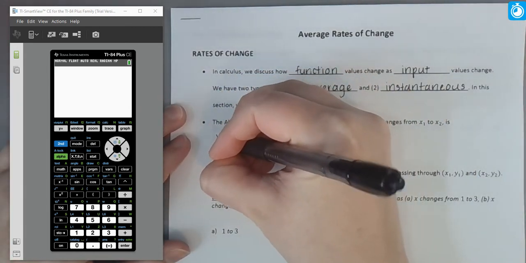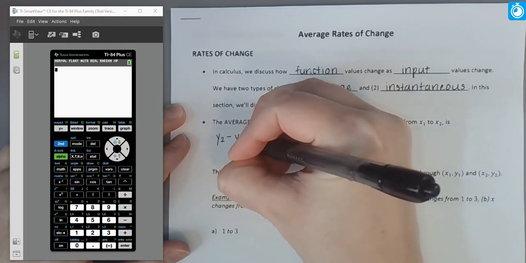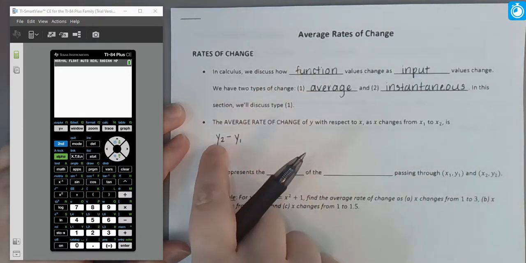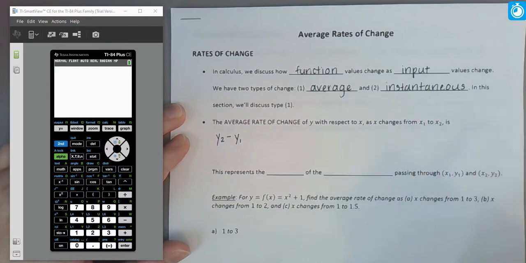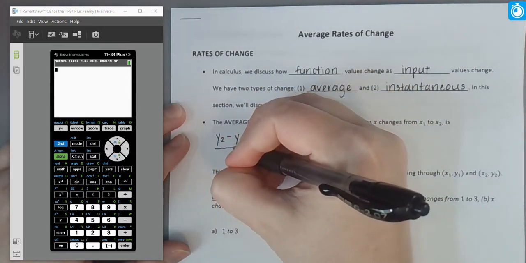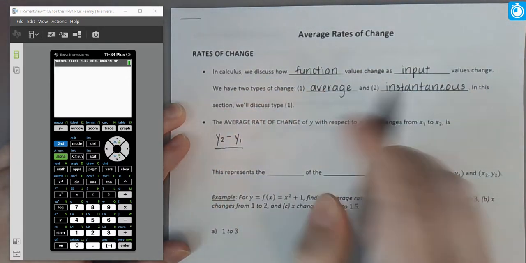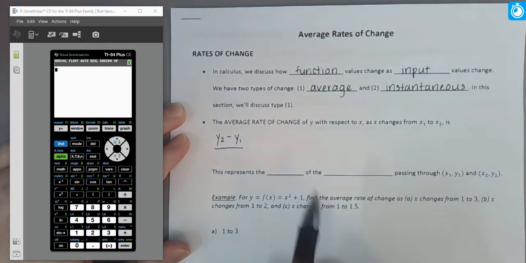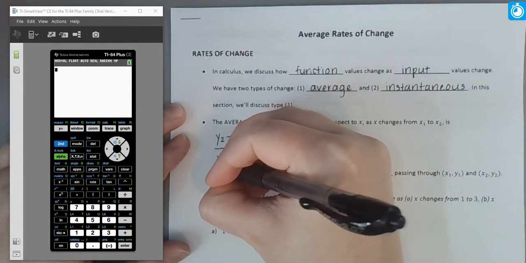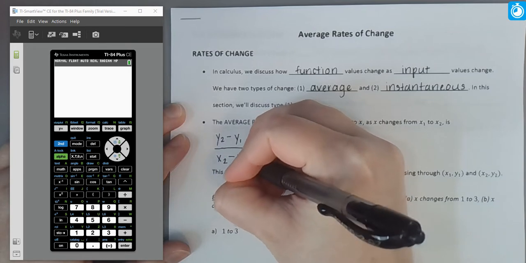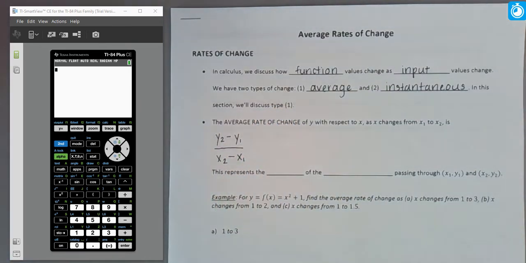It's change in y, which is going to be y2 minus y1. Those are going to be the y values associated with x1 and x2. And because it's a rate of change in y with respect to change in x, it's going to be divided by the associated change in x. You probably look at this and it looks very familiar. This probably looks very much like the slope of a line.